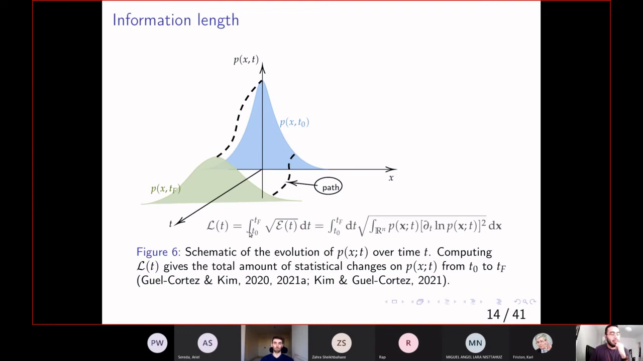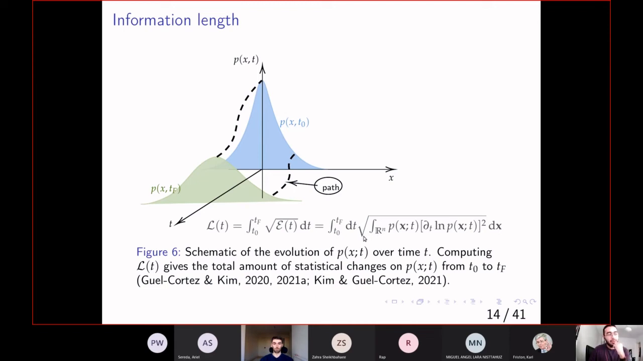This information length, you can compute it by computing the integral of velocity in terms of statistics. This square root of curly E is a velocity. It has the units of velocity. But it's dimensionless. At the end, there is no need to know if it is meters or watts. That's what I mean by dimensionless.